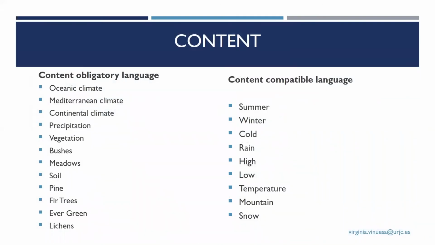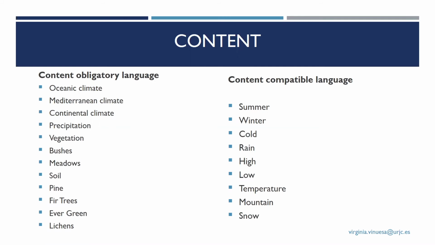There are things like, for example, words or language they already know, which is content compatible language. So remember that many of the things they know in the L1, in their mother tongue, are going to be transferred to the second one. This is one of the points of the iceberg theory by Cummins. So many of the things they know in the first language are going to be transferred to the second. And there are many words they already know that are going to be useful for the new content you are going to teach them. There are words like summer, winter, cold, rain, high, low, temperature, mountain, and snow. They already know them because they have been using them to talk about the weather in their English classrooms.